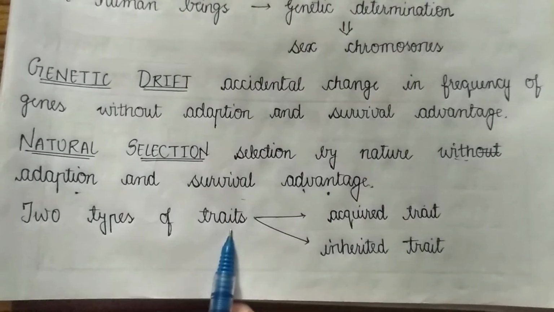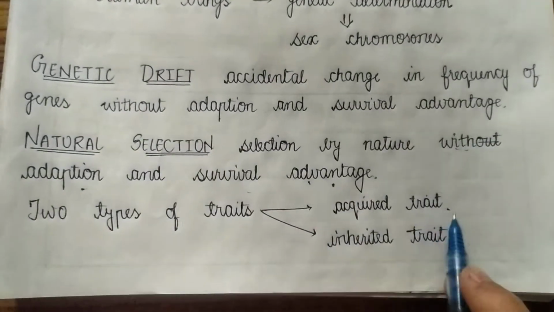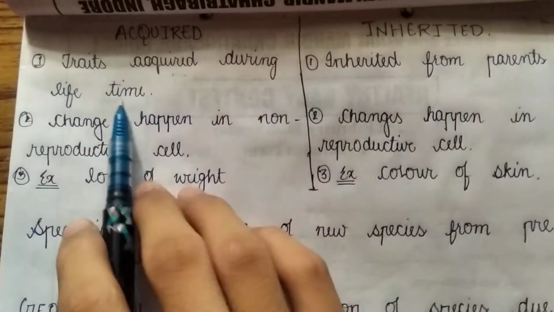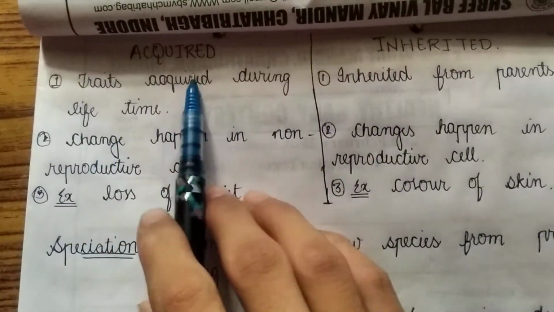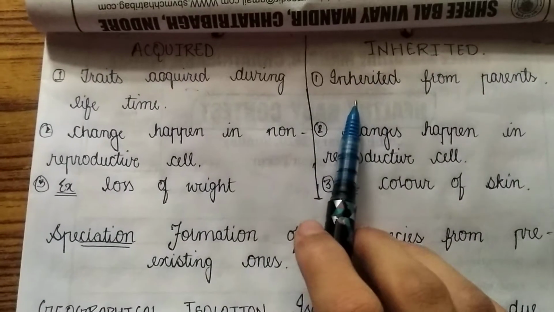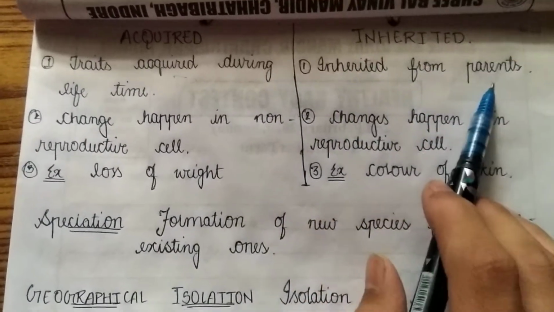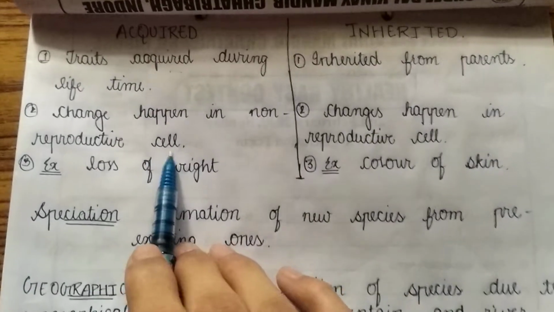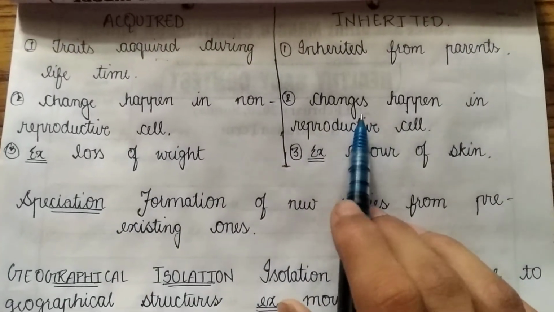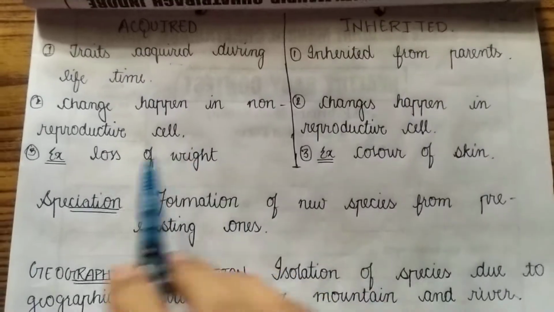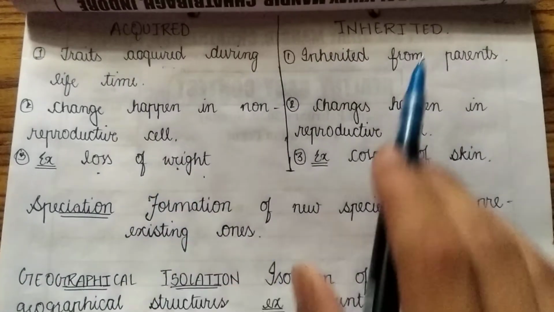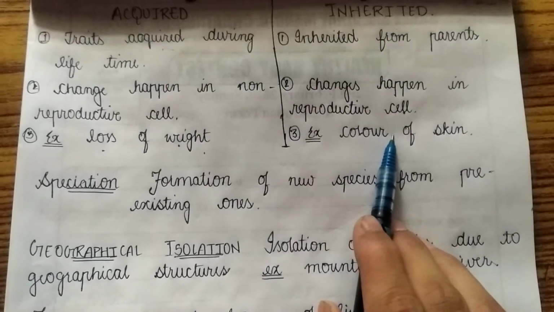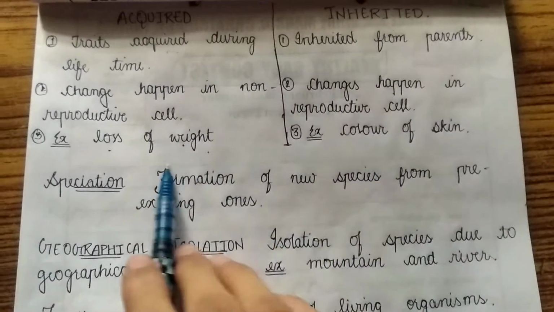Now we will see two types of traits. First is acquired trait and second is inherited trait. Now we will see what are acquired traits. The traits acquired during lifetime are called acquired traits, and inherited traits are the traits inherited from the parents. In acquired traits, changes happen in non-reproductive cells, but in inherited traits, changes happen in reproductive cells. Example, loss of weight, and an inherited trait example is color of skin. It is permanent for our life and it can vary.